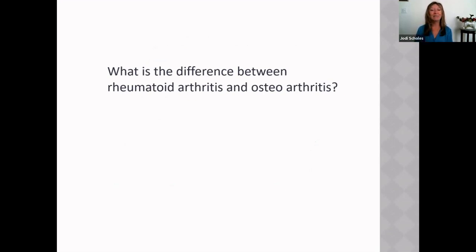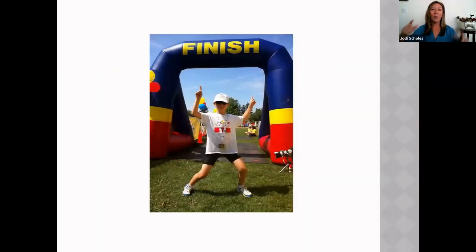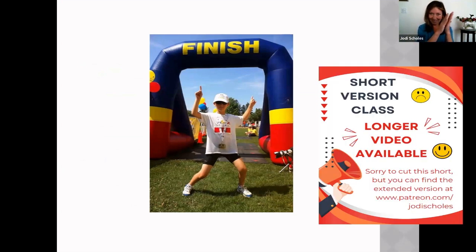Final question. What is the difference between rheumatoid arthritis and osteoarthritis? And so, yay, we're done. How's that for a little pathology, huh?